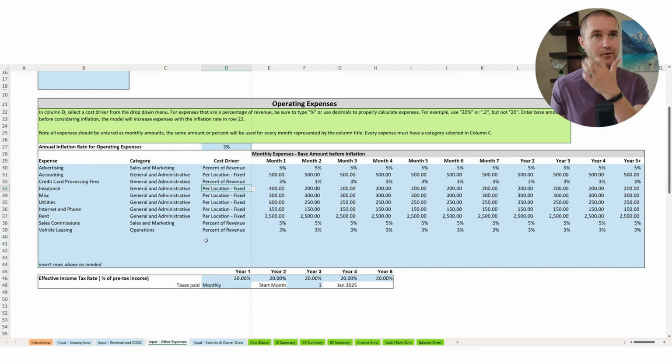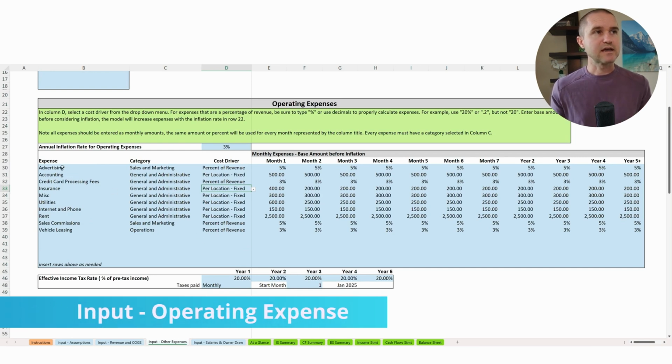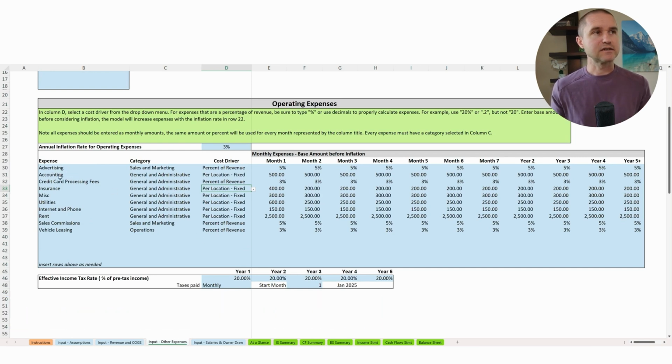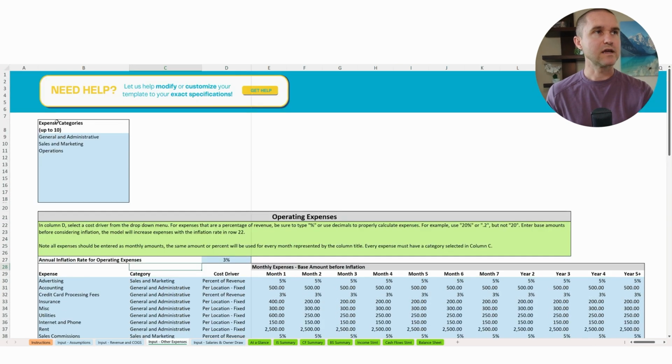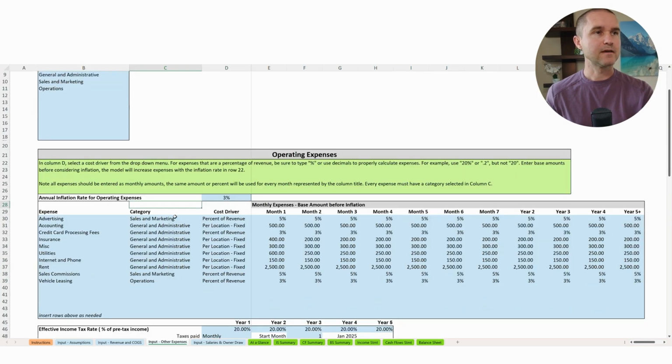Here is our operating expenses. So we can set things like advertising and accounting and credit card processing fees. And so you have a lot of flexibility here. You can set different categories of expenses. So you can create categories up here, and then they'll show up in this dropdown. We can say, okay, advertising is going to be sales and marketing.